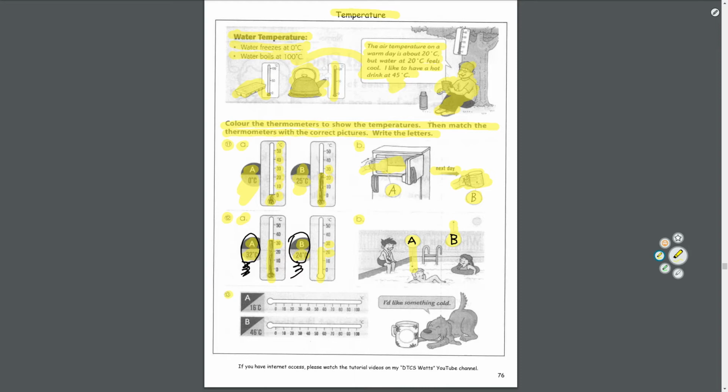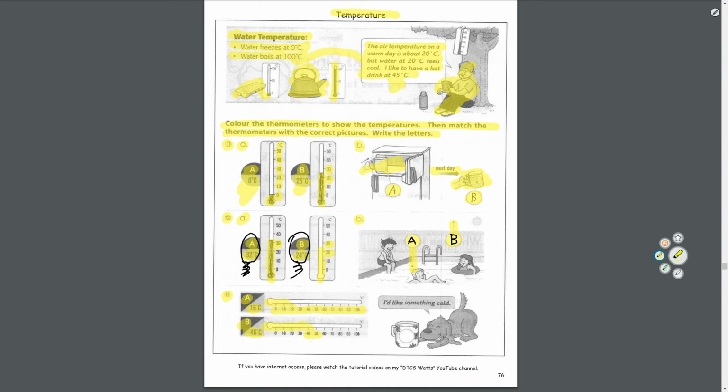So question 13, same thing, but now the thermometer is sideways. And it goes from 0 all the way up to 100. But it's the same thing. So A is 16 degrees. We know 16 is between 10 and 20, a little bit more than half. So you stop right about there. And B is 46 degrees. So that's between 40 and 50, a little bit more than half.